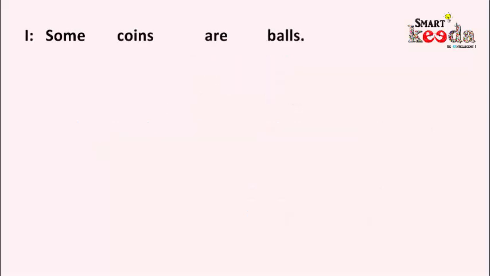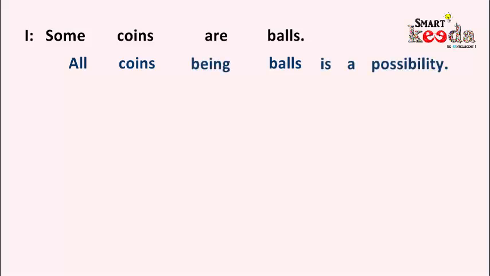Now let's take another example of an I type statement to strengthen the concept here. The statement is, some coins are balls. Now what we need to do here to derive possibilities? First of all, let's take the classes as they are. Now let's place the quantifier all before the class in the subject part, and add the possibility clause to the statement. And the conclusion will be like, all coins being balls is a possibility.